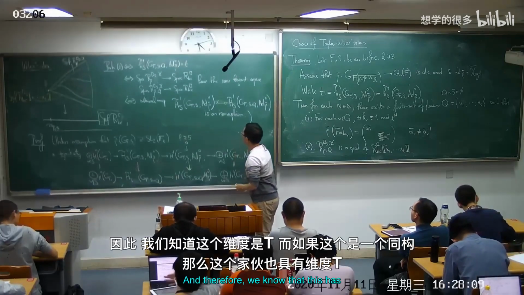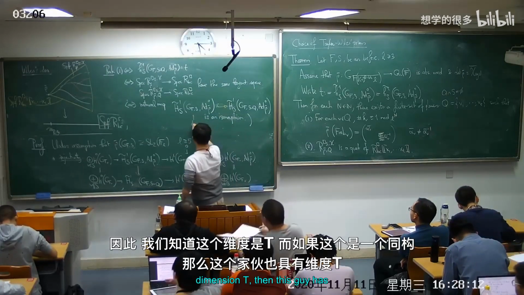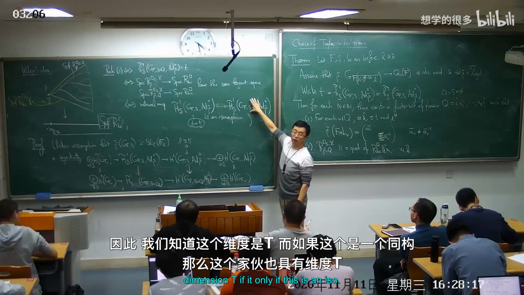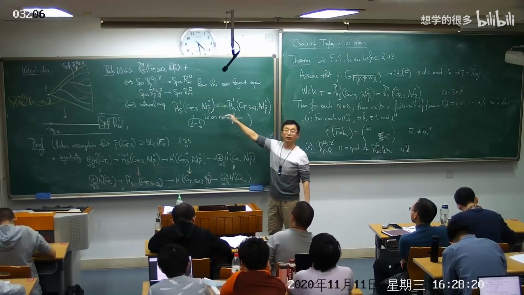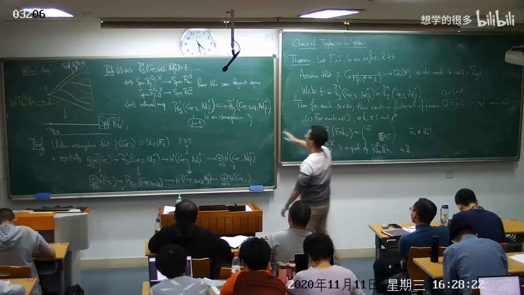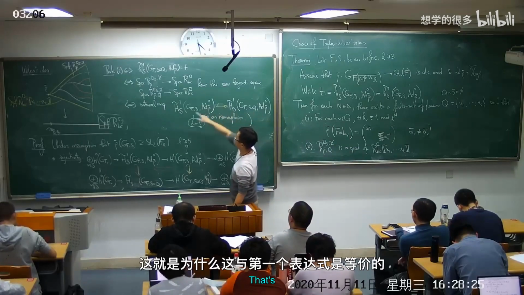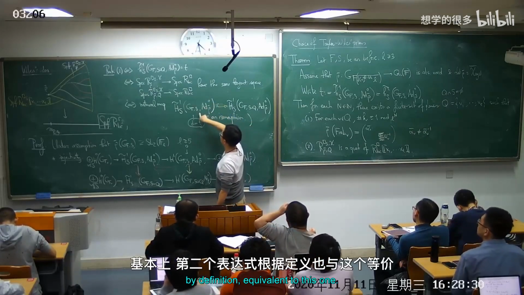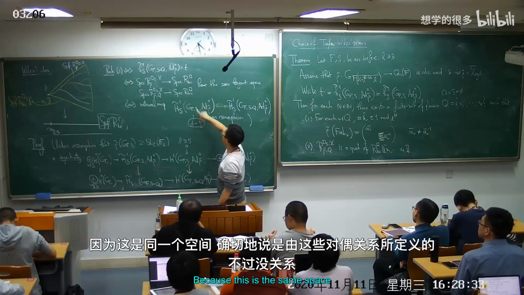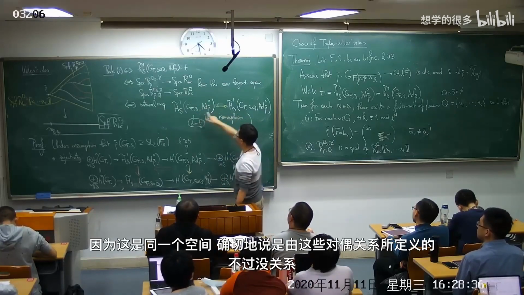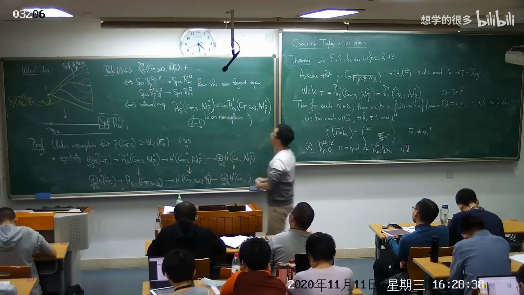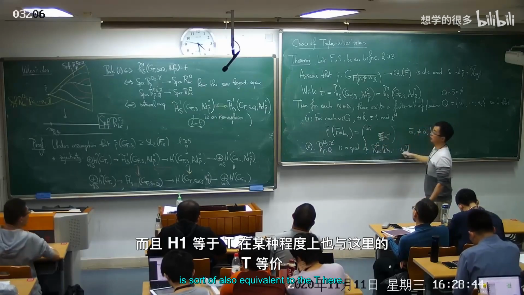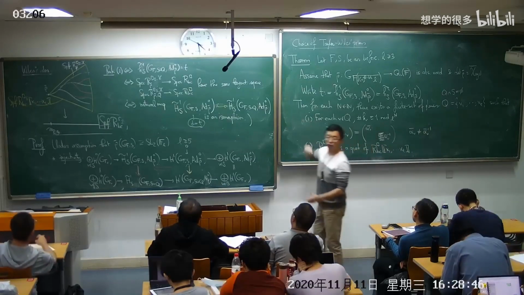And therefore, we know that this has dimension t. Then this has dimension t if and only if this is an isomorphism. That's why this is equivalent to the first one. And the second one is just by definition equivalent to this one, because this tangent space is precisely given by the dual of these things. And that h1 equals t is also equivalent to the t here. So that's why all these are equivalent.